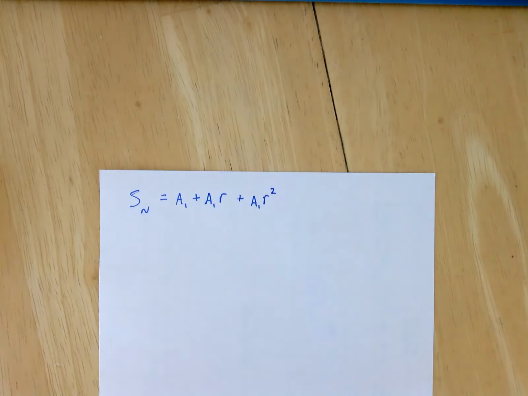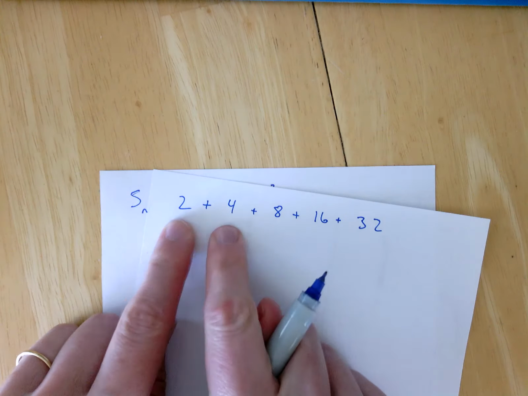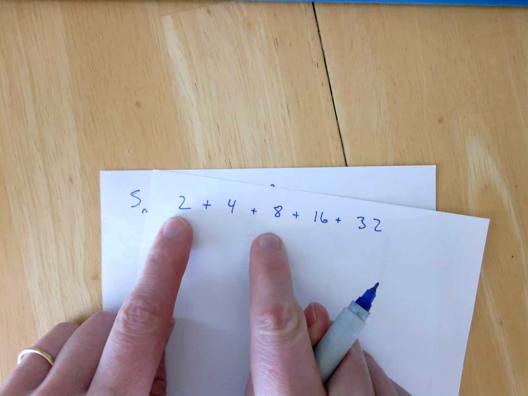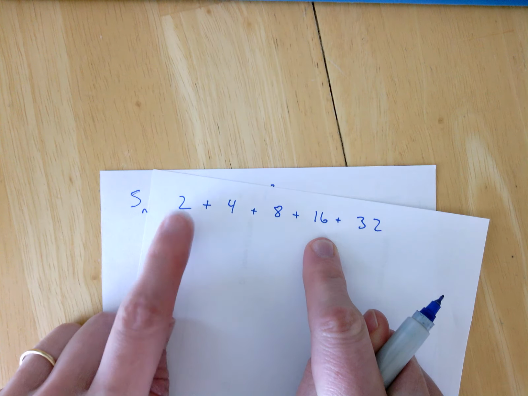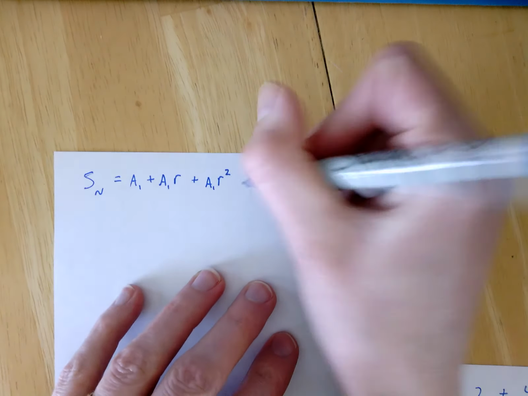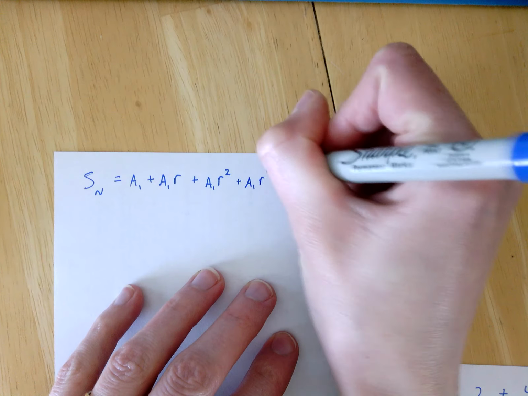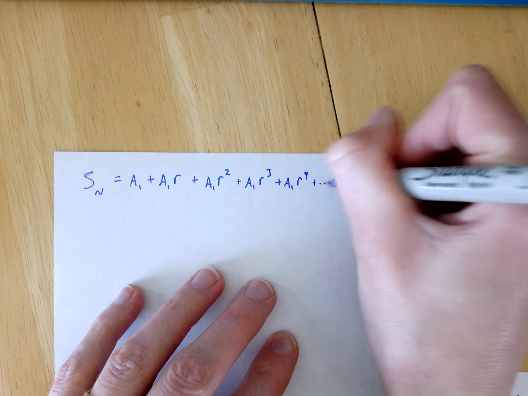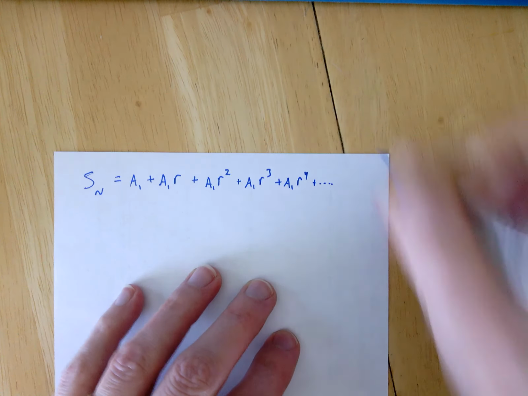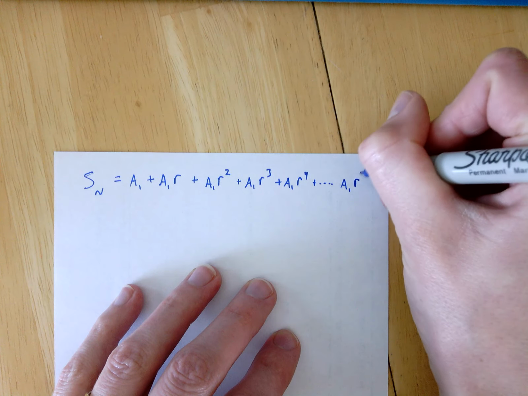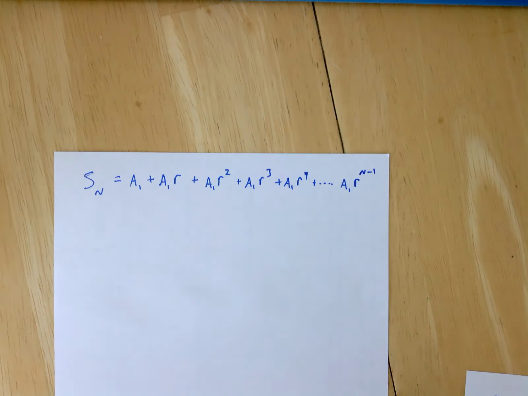Just like in this example that we had before, this is 2 times our common ratio 2. This is this number times the common ratio twice. This is this number times the common ratio 3 times. So that's what we're writing out here. My next term is A1 times R to the third, and then A1 times R to the fourth, and then keep going until our last one, which is going to be A1 times R to the n minus 1.